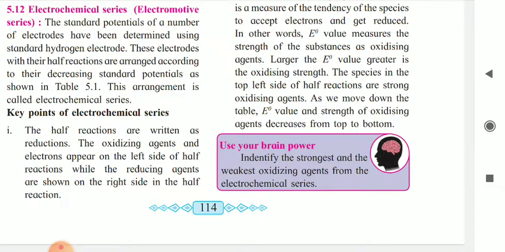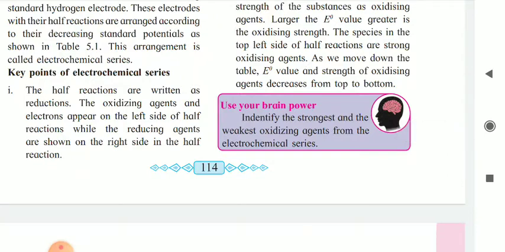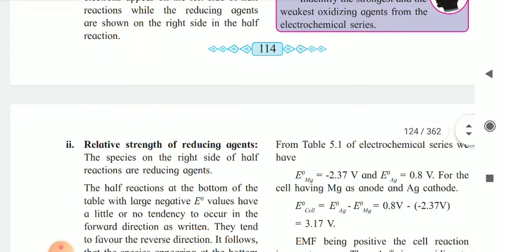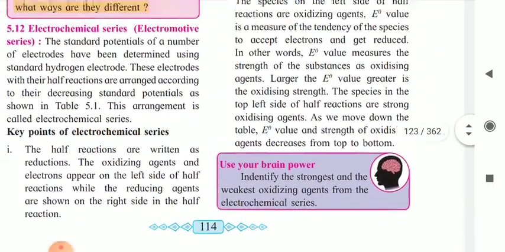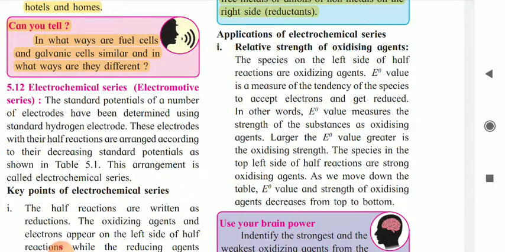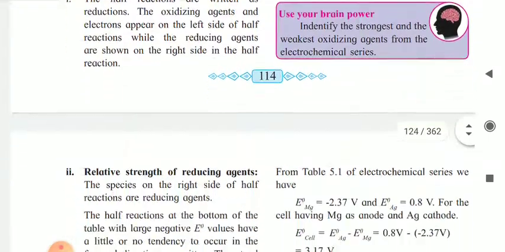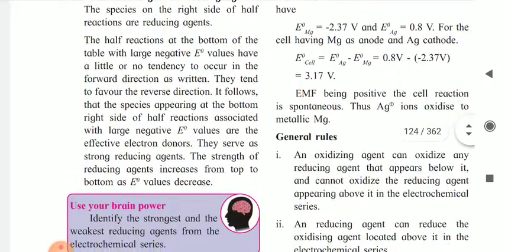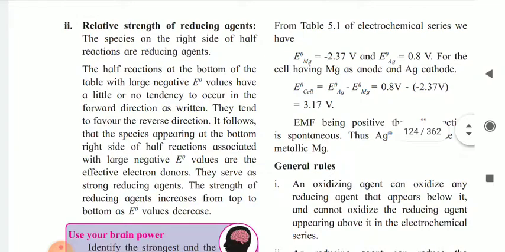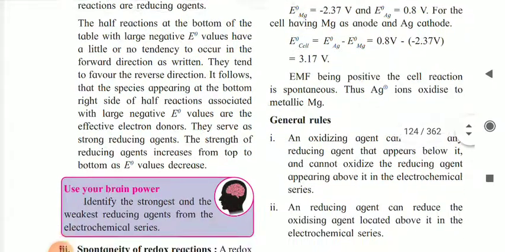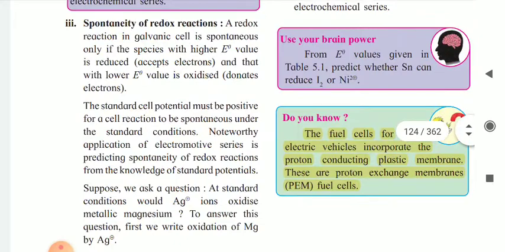The species on the top left side of the half reactions are strong oxidizing agents. As we move down the table, E0 values and the strength of the oxidizing agents decrease from top to bottom. So students, these are the general instructions on how to know the relative strengths of oxidizing agents. Vice versa, we can also describe the relative strength of the reducing agents. You just go through it, and you will get all the important instructions.